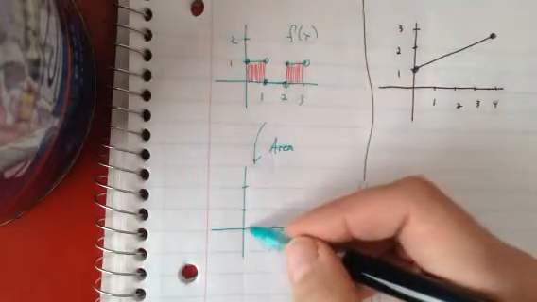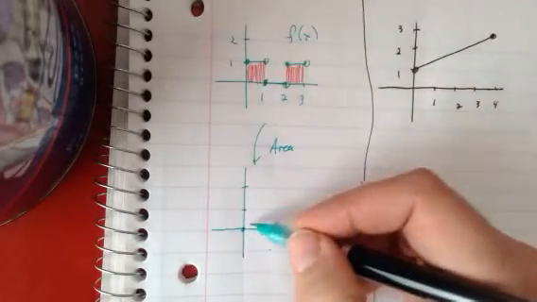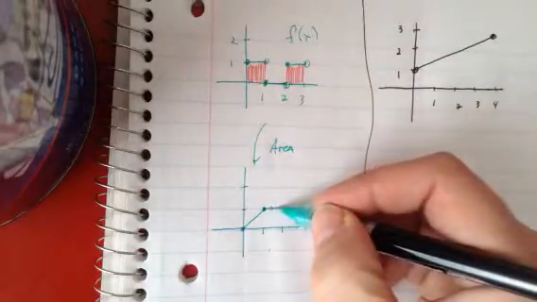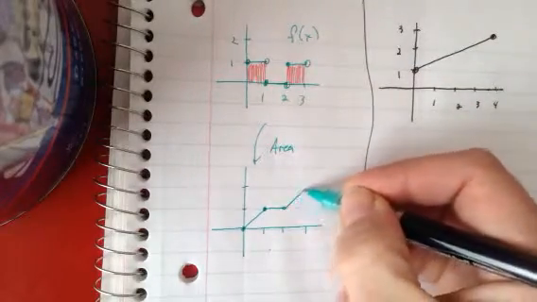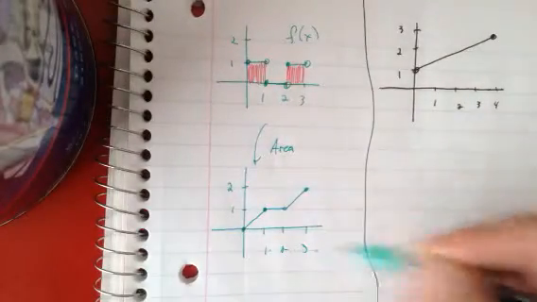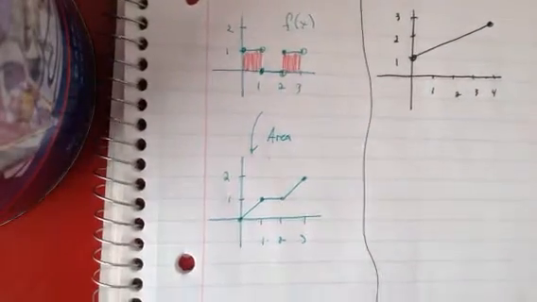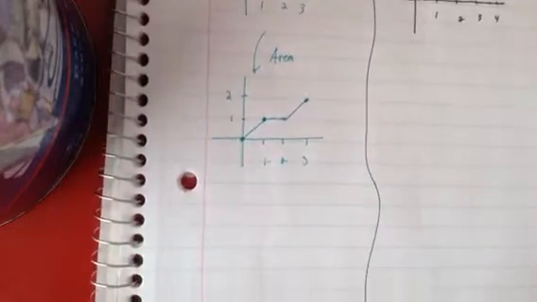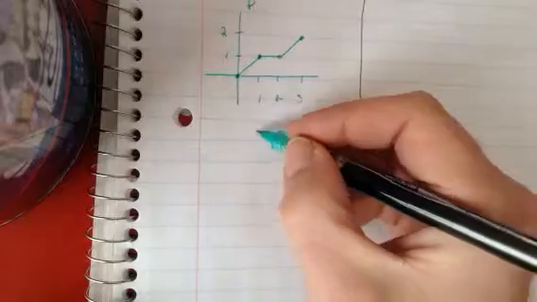The area starts at 0. By the time we get to 1, we've accumulated 1. We accumulate no area here, and by the time we're done, our area has reached 2. So we get an area function. Then what we're going to do is take the slope of the area function.